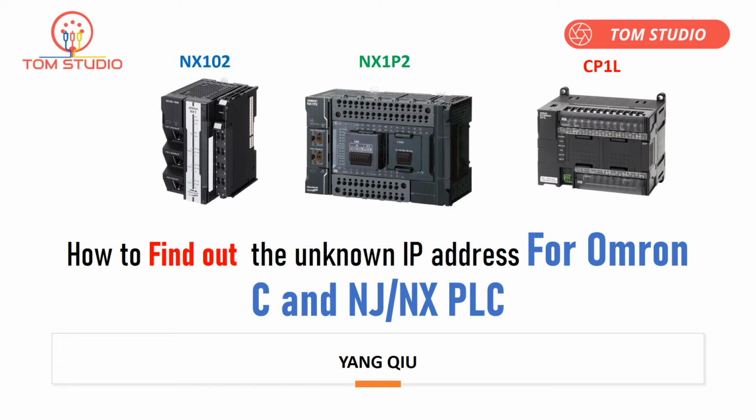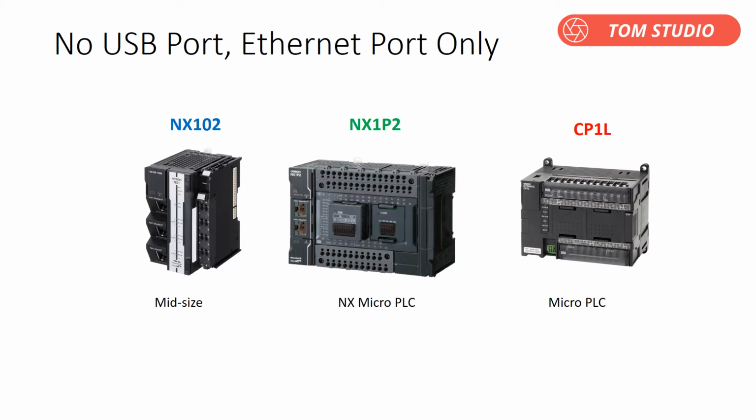IP address for PLCs. As we can see, NX102, NX1P2, and CP1L are definitely Omron's most popular PLCs, covering from midsize like the NX102 series, the NX1P2 micro PLC, to the CP1L series, which are low-end shoebox PLCs. These PLCs don't have a USB port on board, so the IP address has become very important for accessing them. You cannot go online with a PLC without knowing the IP address.